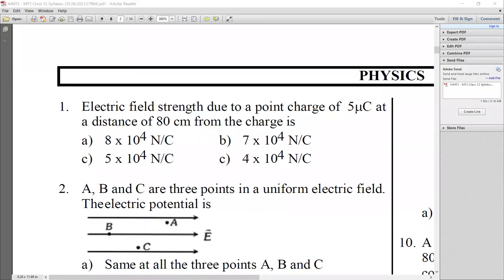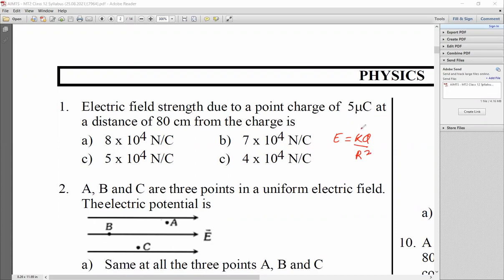Now let us go with the first question. Electric field strength due to a point charge of 5 microcoulomb at a distance 80 centimeter from the charge. So what I want is just electric field. Very simple question. What is the formula? E is equal to KQ by R square.